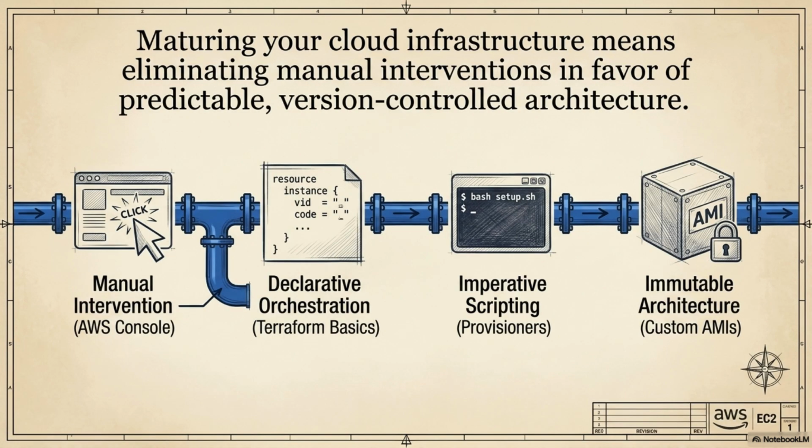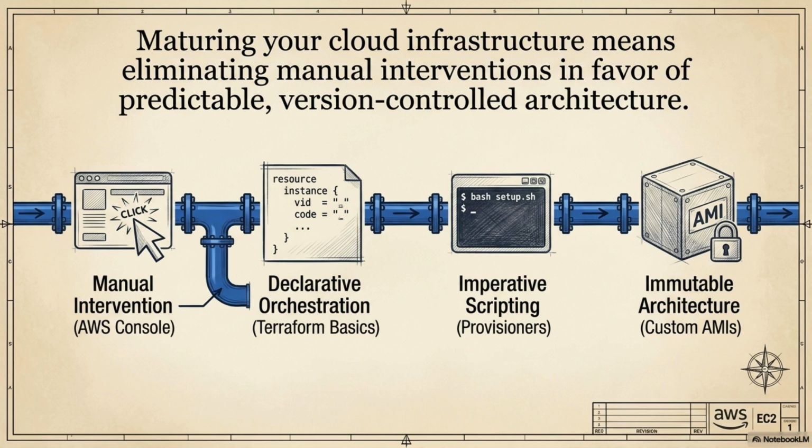Infrastructure maturity. Infrastructure evolves in stages. First comes manual setup through the AWS console. Then infrastructure as code using Terraform. Next comes automation through scripts and provisioners. Finally, immutable infrastructure using custom AMIs. The goal is repeatable and predictable deployments.